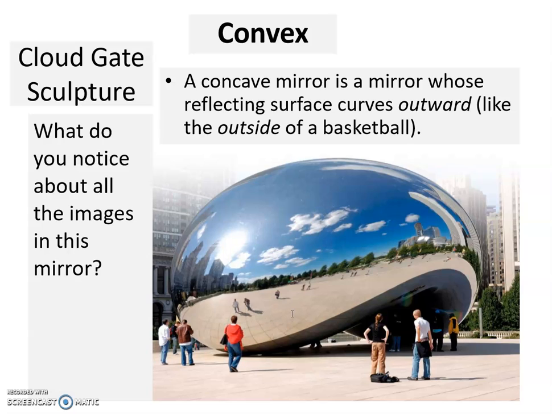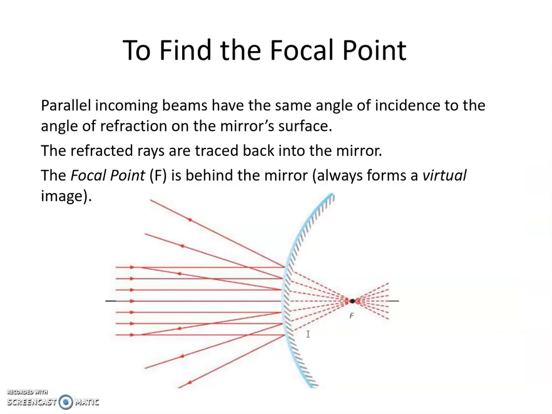So the location, orientation, size, and type for a convex mirror is very simple because it's always going to be the same. The focal point is found with all the parallel beams coming in. They're going to reflect off, and then you draw the dotted reflected beams behind the mirror, and that's the focal point.